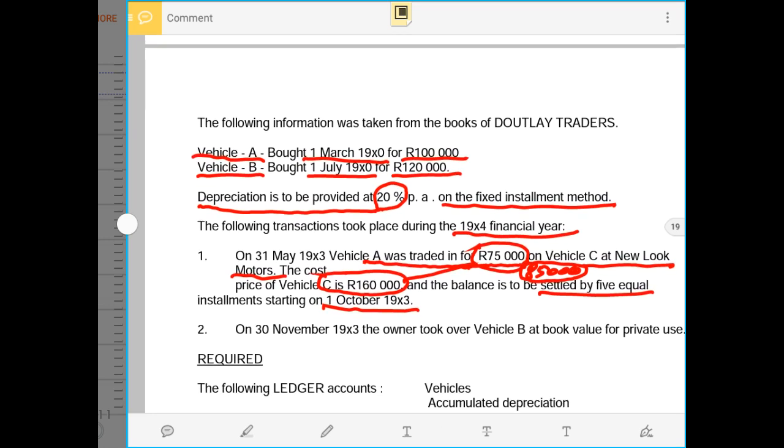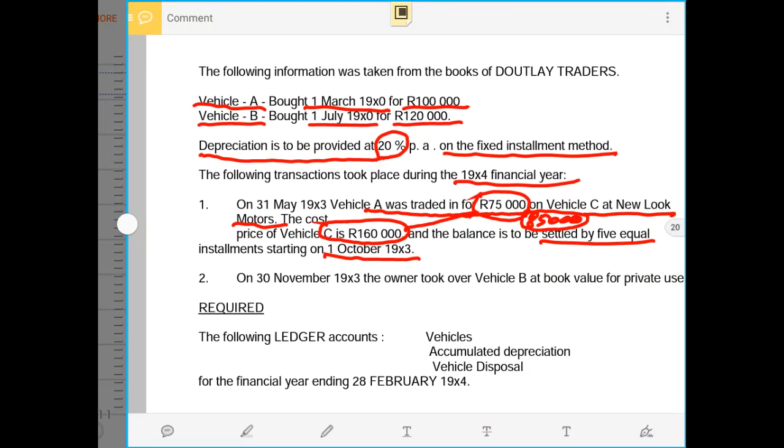Then number two says on the 30th of November 1993, the owner took over vehicle B at book value for private use. Whenever the owner takes any inventory or asset from the business for personal use, we know that it is recorded as drawings. So when I treat this, I will treat it as drawings but not as an asset disposal. Remember, this topic has been brought here because we can also treat it as an asset disposal, but in this scenario I will treat it as drawings. However, you can still treat this as an asset disposal.